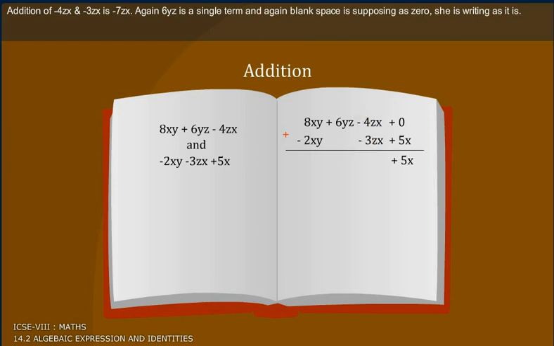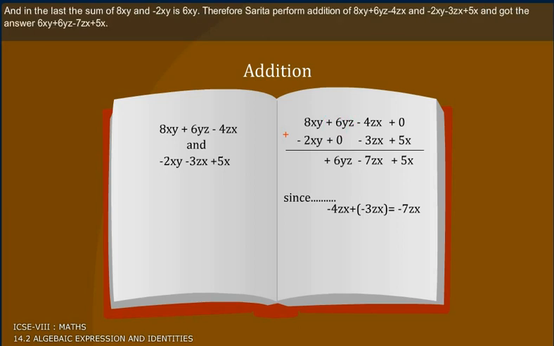Addition of minus 4zx and minus 3zx is minus 7zx. Again, 6yz is a single term and again the blank space is supposed to be 0. She is writing it as it is. And in the last, the sum of 8xy and minus 2xy is 6xy. Therefore, Sarita performed addition of 8xy plus 6yz minus 4zx and minus 2xy minus 3zx plus 5x and got the answer 6xy plus 6yz minus 7zx plus 5x.